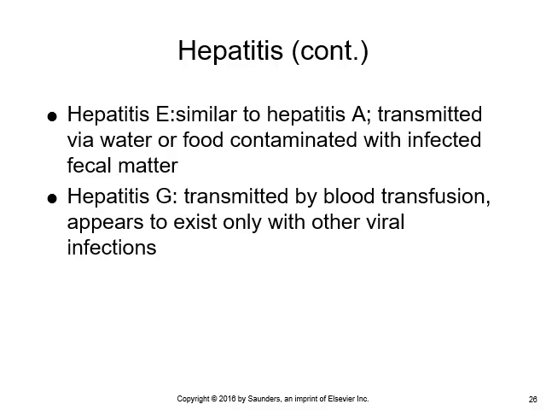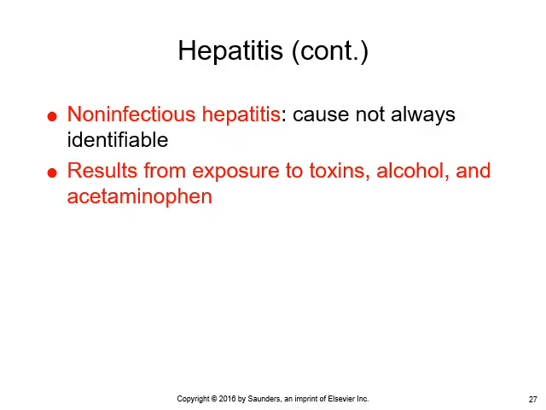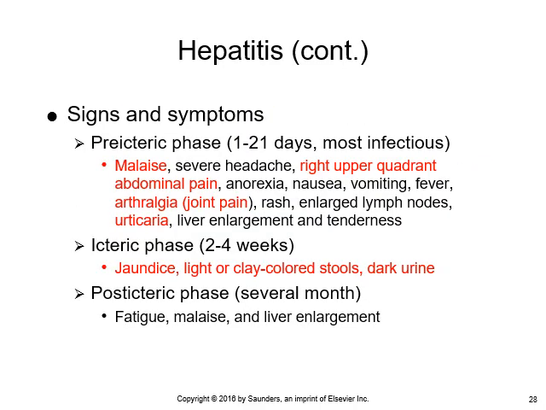E is similar to hepatitis A. G is transmitted by blood transfusion and appears to exist only with other viral infection. And then those that are non-infectious hepatitis could cause inflammation of the liver, and the cause is not always identifiable, but it results from exposure to toxins, alcohol, and acetaminophen, which could be contributing factors.